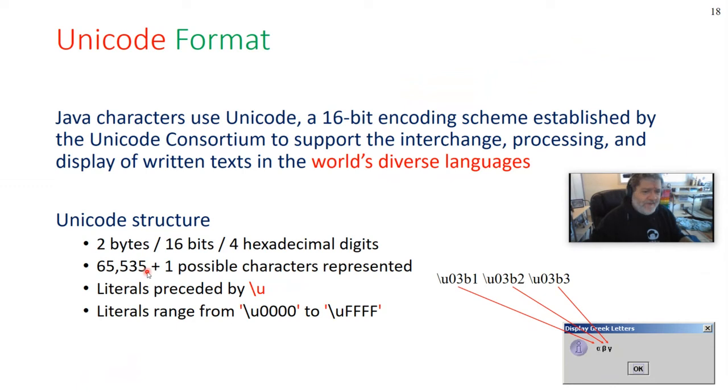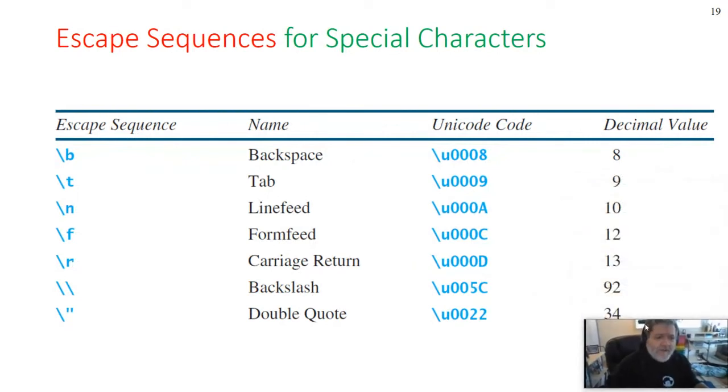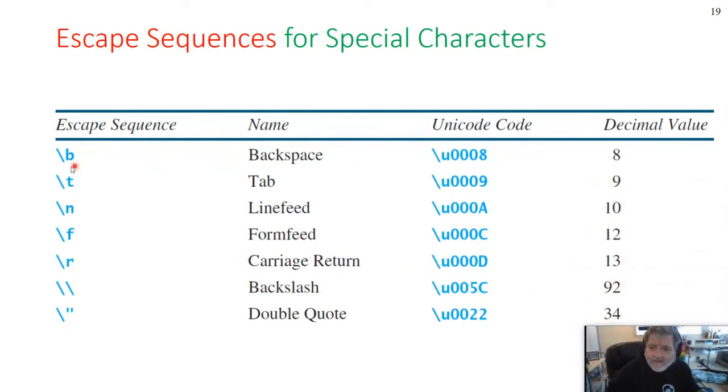There's 65 something thousand possible characters. That's enough to cover pretty much all the alphabets that we're using on this planet. Even the special characters are taken into consideration. So remember that \t that we just talked about, and that \n, that means go to the next line. Well, these are still characters. So they are in the ASCII table. So you have an ASCII code for them, and you have also a Unicode for them.